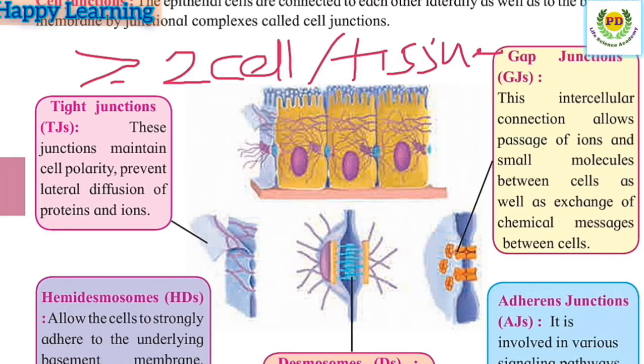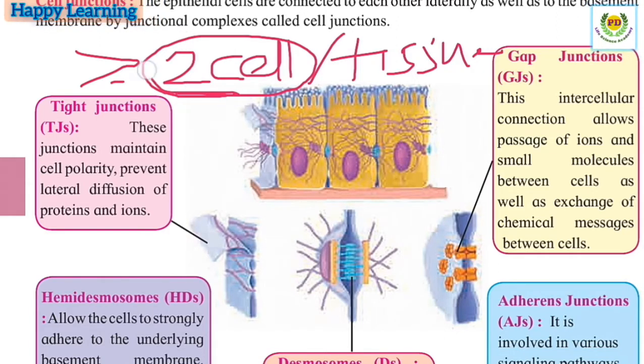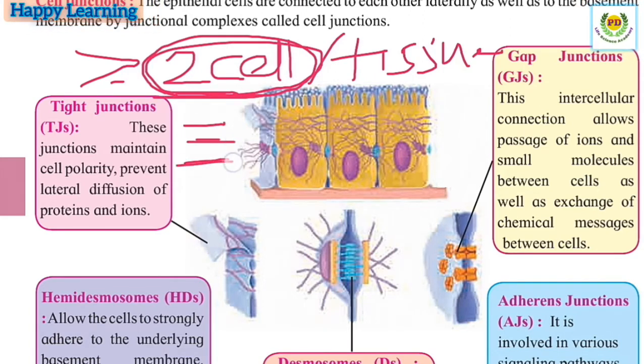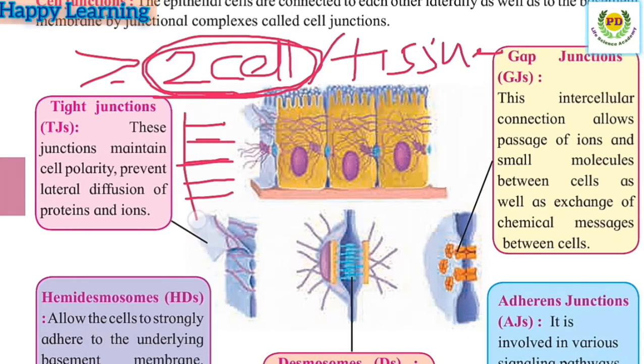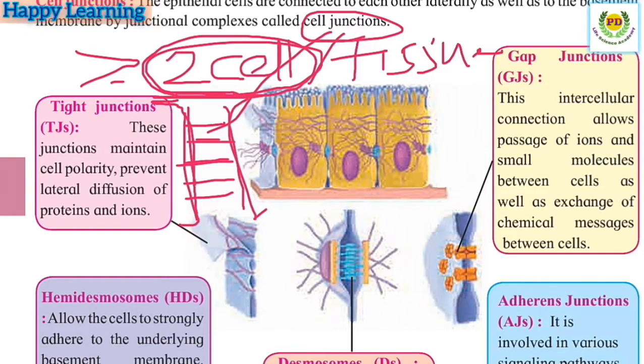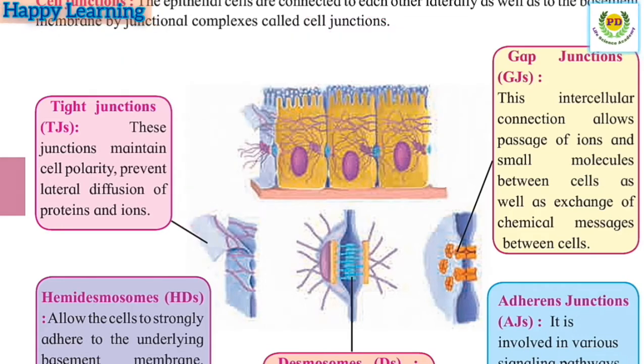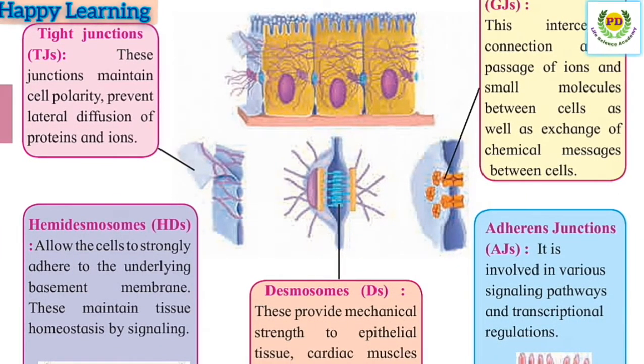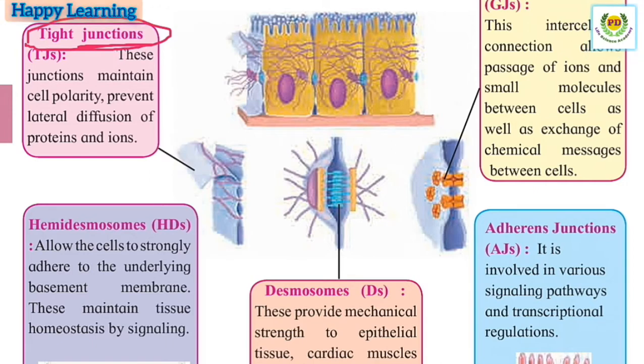Now, for the connection between two cells, some projections or junctions are present, and these junctions between two cells are called cell junctions. Here various types of cell junctions are present according to their function, working, need and requirement. Now we see them one by one. First is the tight junction. Its name itself suggests its nature: tight.